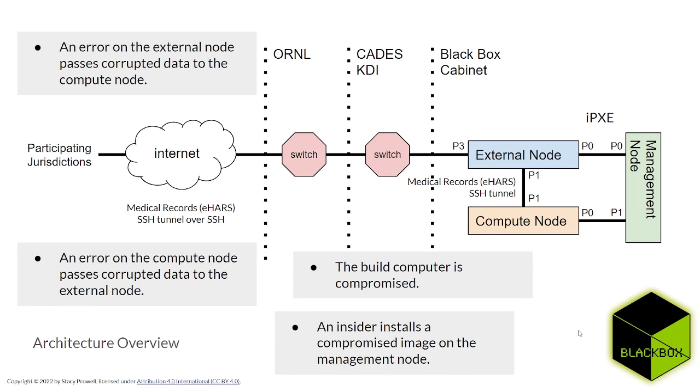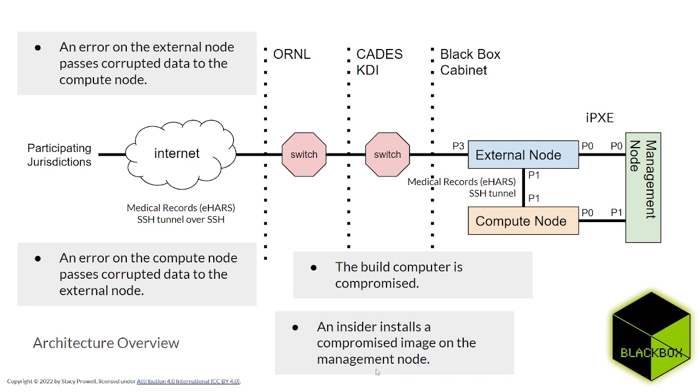What else might happen? Errors on the external node result in passing corrupted data to the compute node, so the compute node has to check the data. An error on the compute node might pass corrupted data back to the external node, so it has to check. The build computer might be compromised, so we store that away and we use the two-person rule to verify what's going into it. In fact, we use a version of Linux that's very stripped down, made for embedded computers, and we just have the minimum amount of software on it so we can actually look at what goes on it, walk through that file and verify that the correct stuff is checked.